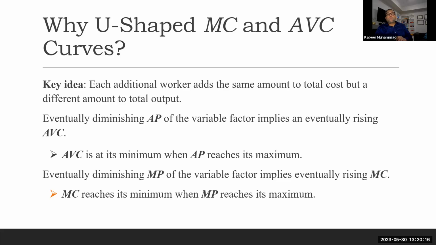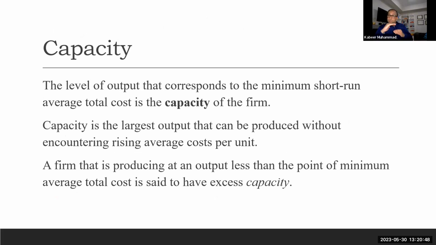So eventually, diminishing average product of the variable factor implies an eventual rising of average variable cost. So average variable cost is at its minimum when average product reaches its maximum. Eventually, diminishing marginal product of the variable factor implies a rising marginal cost. So marginal cost reaches its minimum when the marginal product reaches its maximum. So it's an inverse relationship as we produce more. So definitely, the point at which marginal product is at its maximum is the point at which marginal cost is at its minimum.